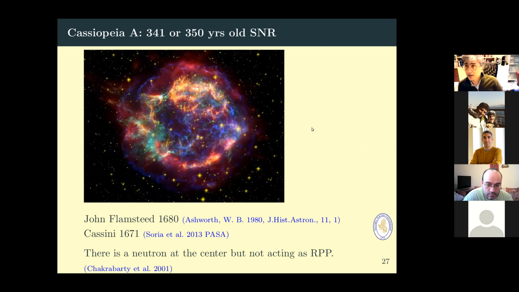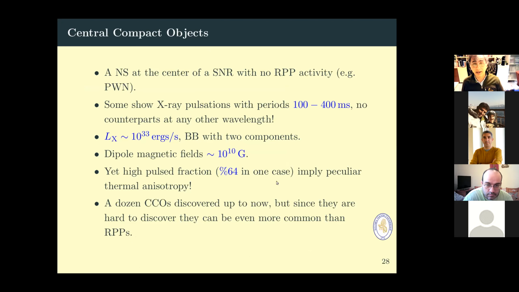Now, let us look at another extreme object, Cas A, which is about 300 to 350 years old, depending on who had seen the supernova explosion first, Cassini or Flamsteed. In this case, there is a neutron star at the center, but not acting as a rotationally powered pulsar. For example, there is no pulsar wind nebula, okay?